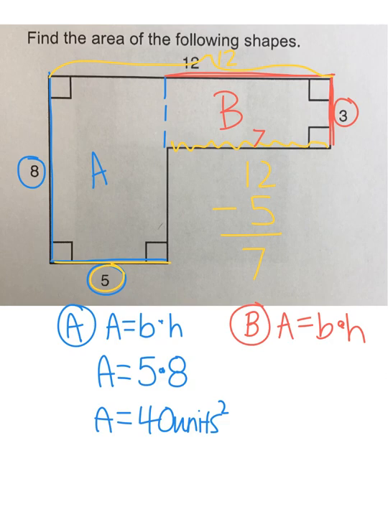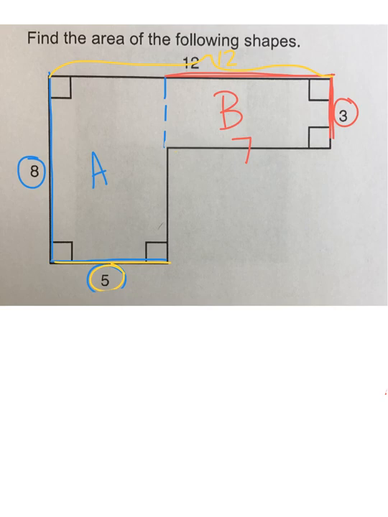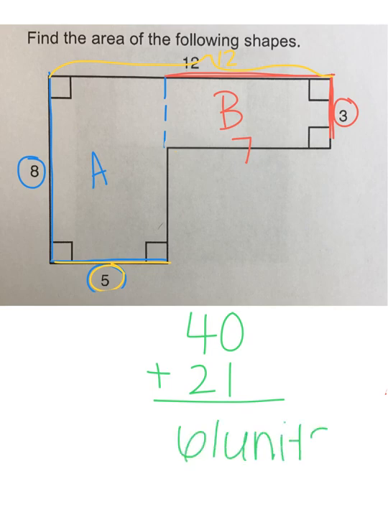So now back down to our formula. Area equals base, we found was 7, times our height, 3. So our area, 7 times 3, is 21 units squared. Now remember, we found two areas, one for rectangle A and one for rectangle B. Now in order to find the area of our whole shape, we need to add together 40 plus 21 to get our total area of 61 units squared. And that's our final answer.